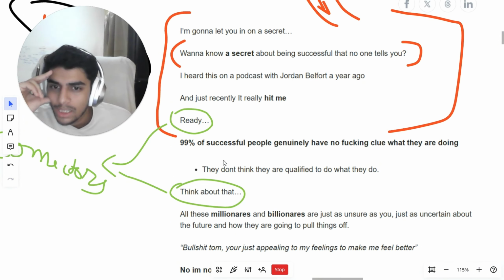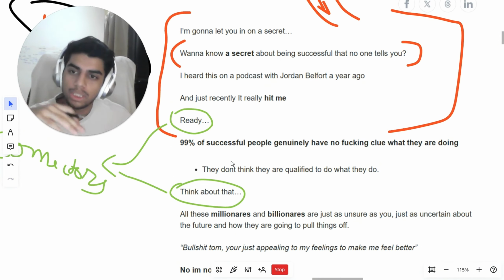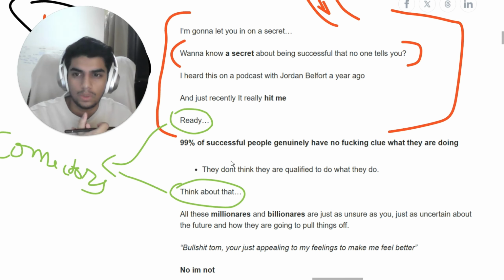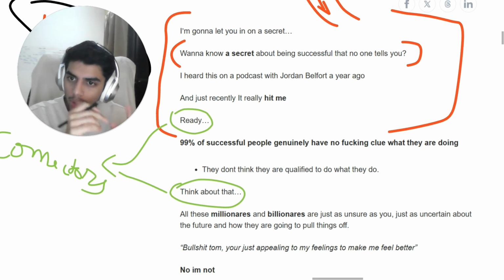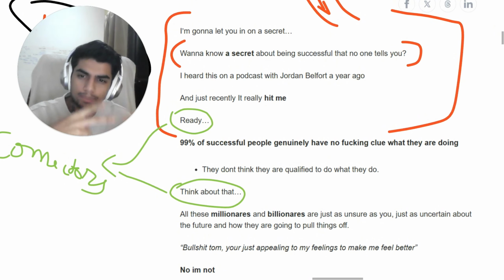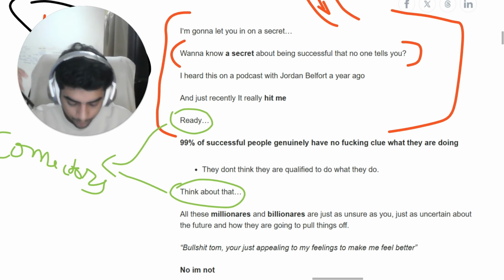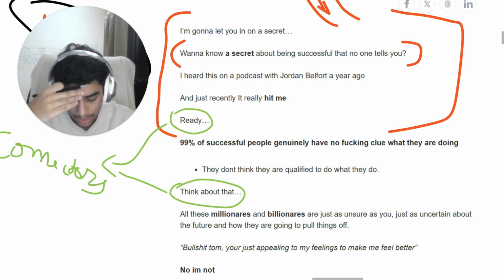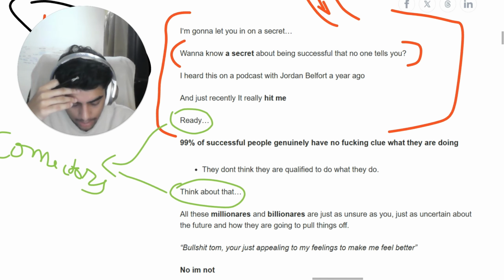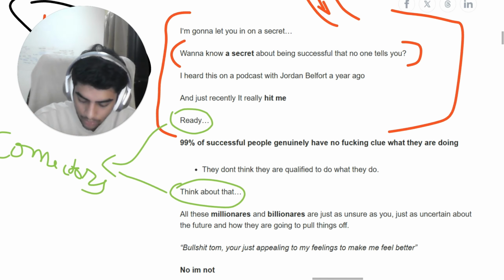So, why connectors? Because connectors are important when you are switching the section of a copy. Switching the section is very important, and that's when you know we can come up with a different idea. But the whole copy is basically on one simple big idea, which we are going to find out. We will go through it two times, and then we can understand what the copy is trying to communicate. All these millionaires and billionaires are just as unsure as you, just as uncertain about the future and how they are going to pull things off.